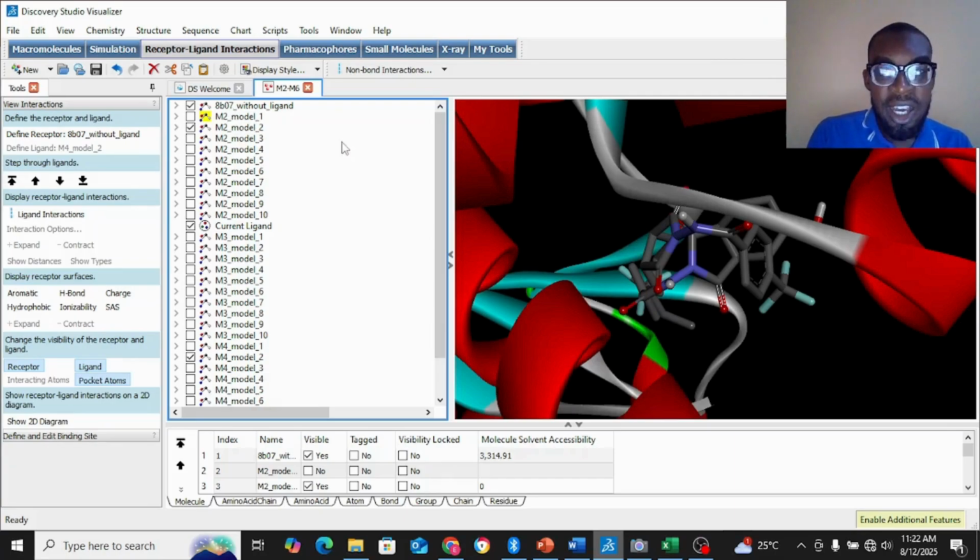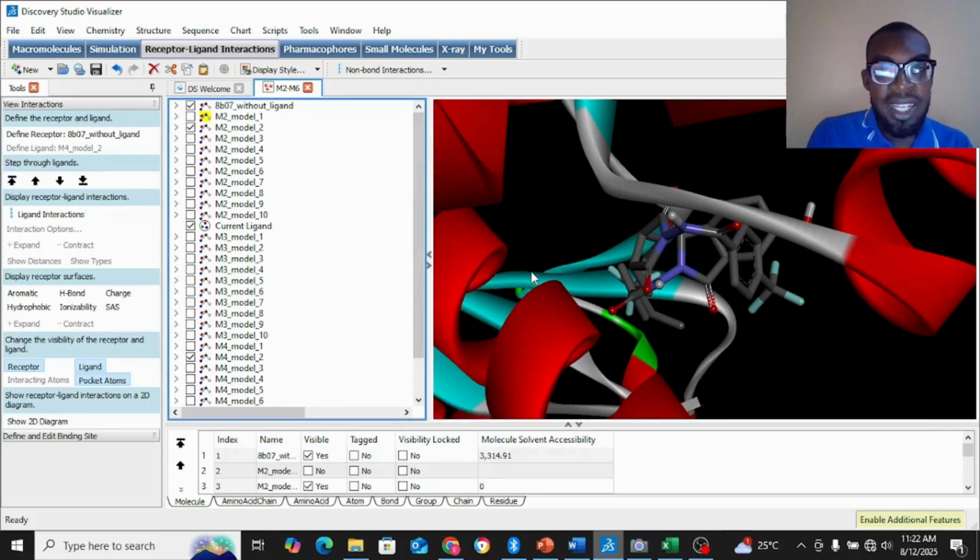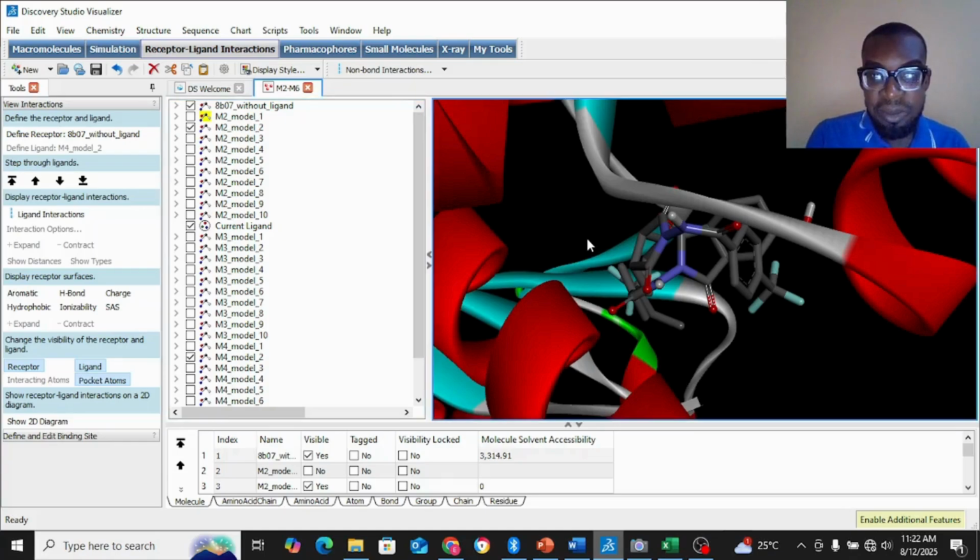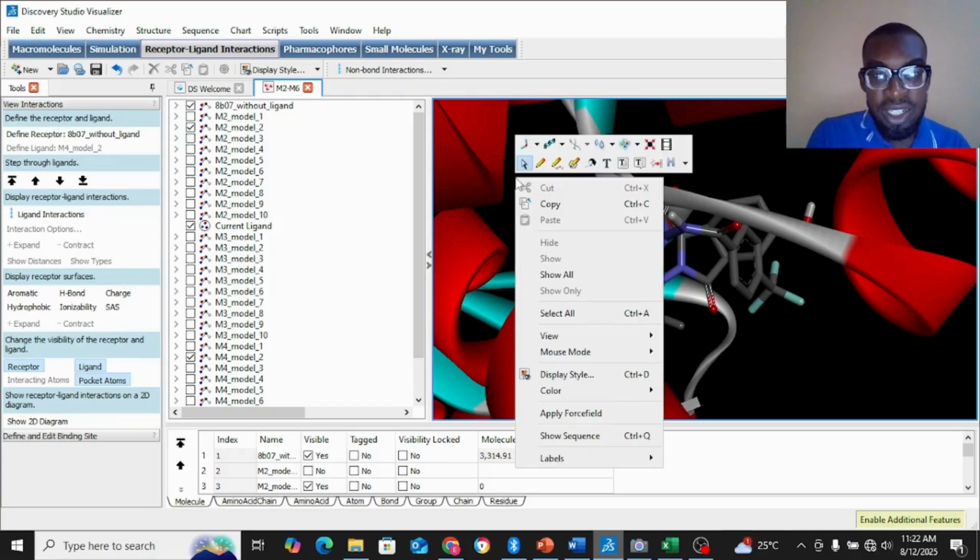That's the label for it, or sorry, the code. And then these are different binding poses. So you have M2, we have 10 binding poses, the same thing for M3, M4. So it's important we check if this is occurring in the right cavity.